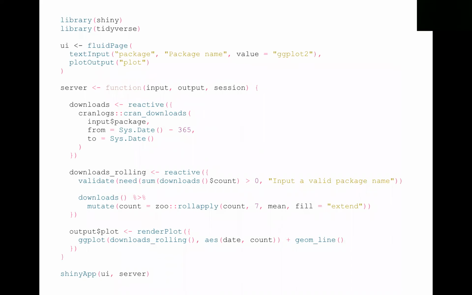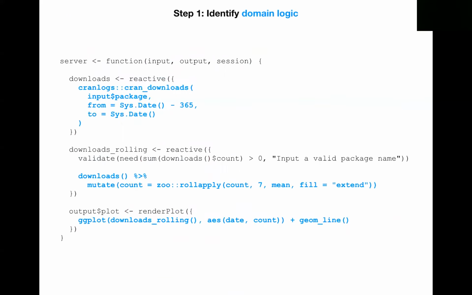Right, so here's the implementation again. So the first step is to identify what is the actual domain logic that we want to export from the Shiny app in order for it to make sense for the user and so that I can run it outside of this Shiny session. So really the main core parts here is this call to this cran_downloads function, and then the computing of the 7-day rolling average, and then finally this ggplot2 code.